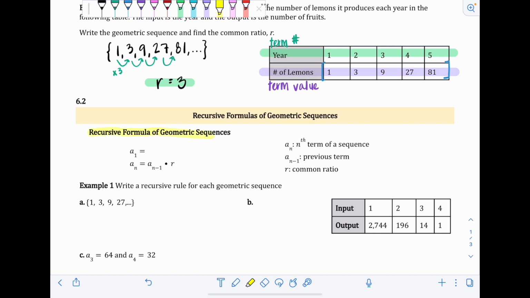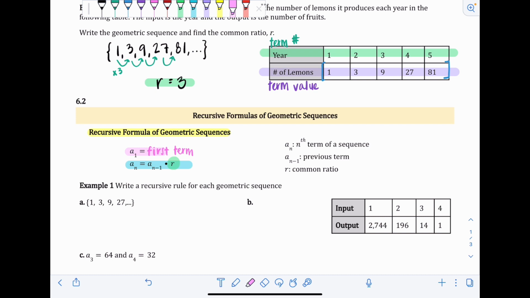So recursive formula of geometric sequences. The first part is the same. We're still going to state the first term. So whatever the first term is, we'll go here. And then after that, the second line is a_n equals a_(n-1) times r, and r is the common ratio. Okay, there's a few notes over here of just what each thing means.